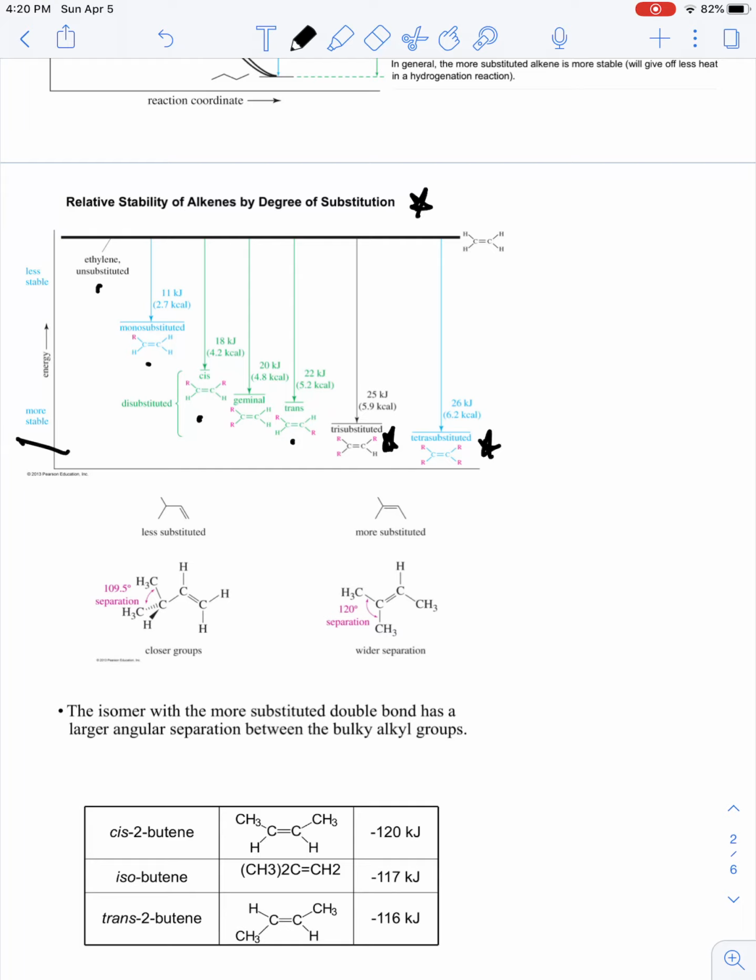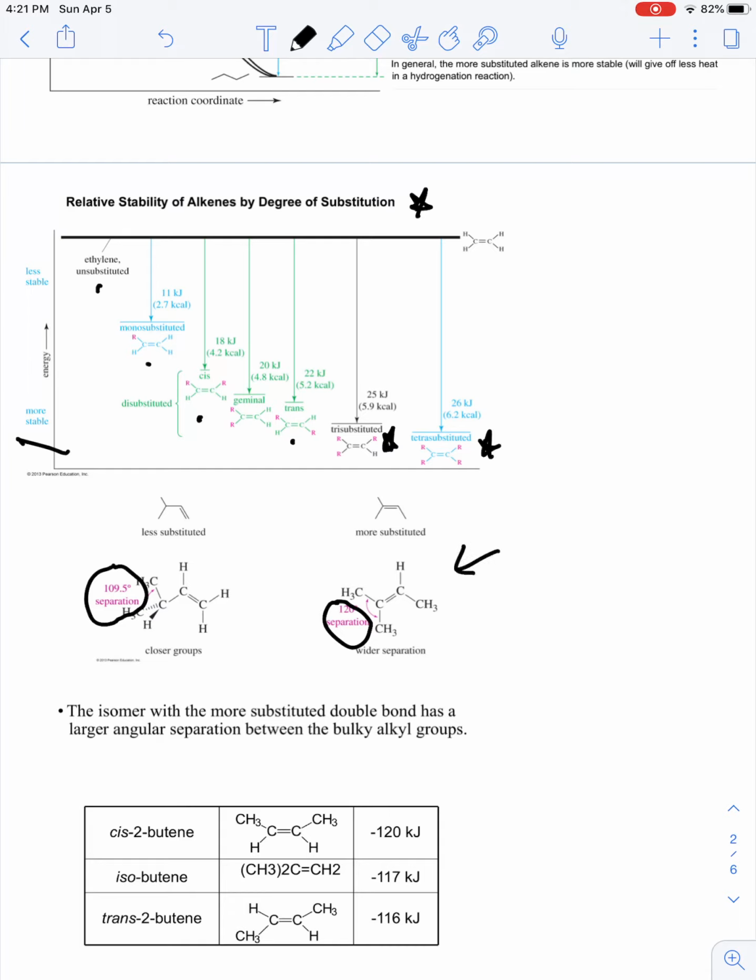So when we're looking at an alkane, these are going to be separated by a tetrahedral bond, right? So we have 109.5 degree separation. If we have a double bond, this is going to increase this separation to 120 degrees. So it's really pushing these methyl groups further away from each other. So the steric effect is shown on the slide here, right?